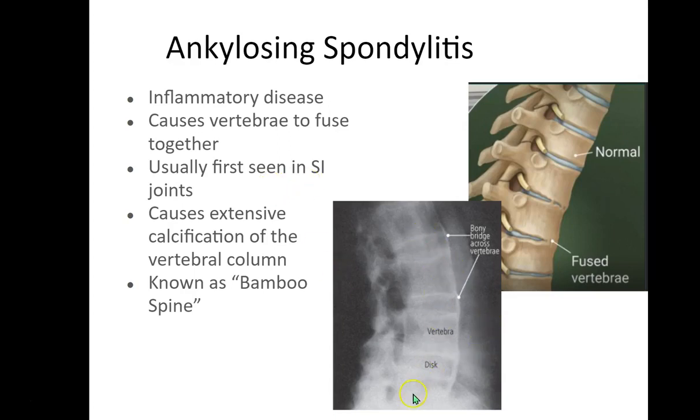And as you can see in this x-ray here, notice this is a vertebral body, this is a disc space, vertebral body, disc space, etc. And you can notice, just like this drawing, that there is fusion, or bony bridges they call it, in the anterior vertebral bodies. Now some people think this looks like a piece of bamboo. So the nickname for ankylosing spondylitis is bamboo spine.